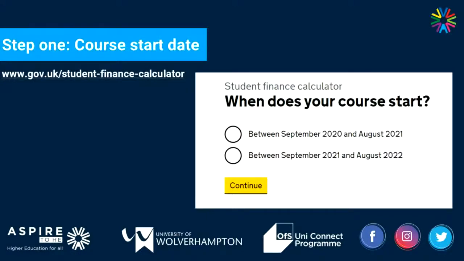The most accurate way of working out how much financial support you are entitled to during your studies is to use Student Finance England's calculator. The first step is to type this web address into your search toolbar. You then click the Start Now button, and this question should appear. Just select the appropriate year for when your course starts.